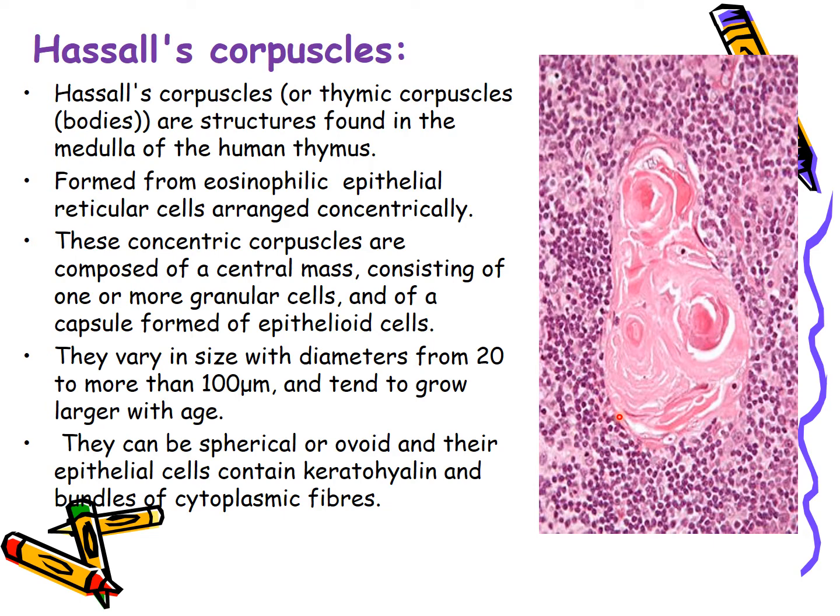And these concentric corpuscles are composed of a central mass consisting of more granular cells and a capsule formed of the epithelioid cells. Their size may vary, and they can be spherical or ovoid in shape, and they have keratohyalin and bundles of cytoplasmic fibers. Now, these Hassall's corpuscles are seen more in the aged thymus glands rather than the young glands. Also, calcification takes place in these Hassall's corpuscles, but the function of these Hassall's corpuscles is not certain.